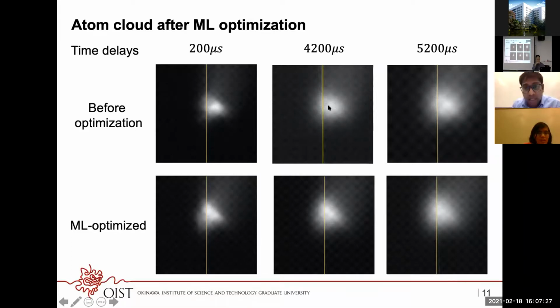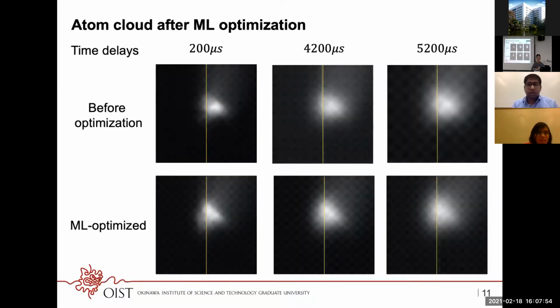But if you look closely, in the upper row the cloud is a little off-centered, while the cloud is much better localized onto the nanofiber when the machine learning has optimized it. So what we found is that the localization of the position of the cloud was much more significant for the trap loading than the temperature itself.